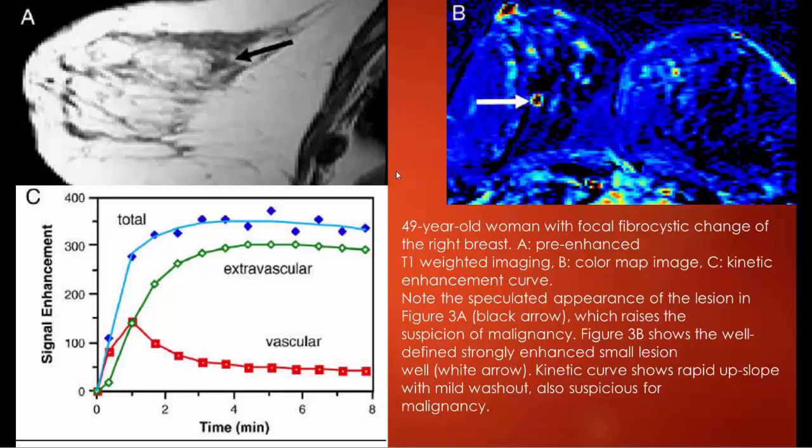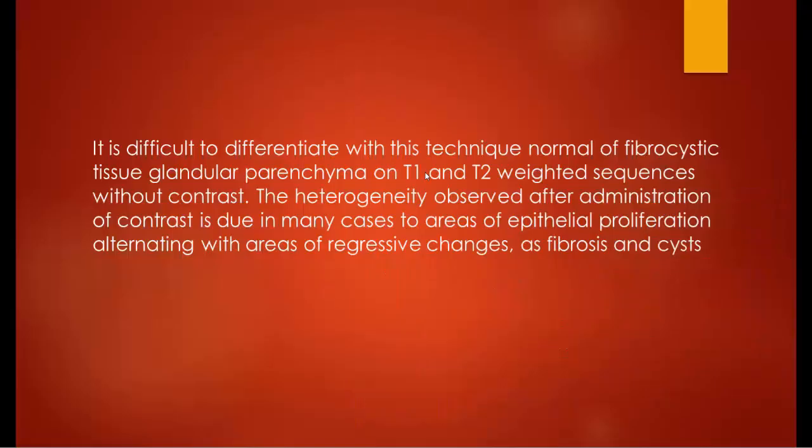This is a woman with focal fibrocystic change. T1 and color kinetic show a spiculated appearance of the lesion, suspicious for malignancy. It is a strongly enhancing lesion, and the kinetic curve shows rapid upslope, suspicious for malignancy.